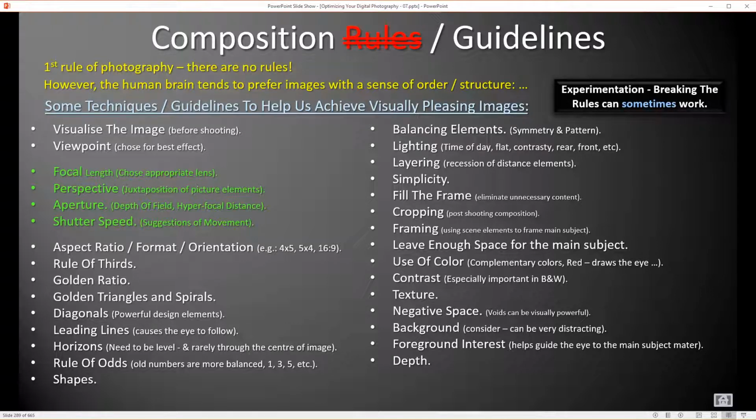And of course, although you know all these rules or guidelines, there's always occasions when you may find the need to break these rules, because sometimes that will work with certain subjects. But the general principle is some of these will really enhance your image most of the time.